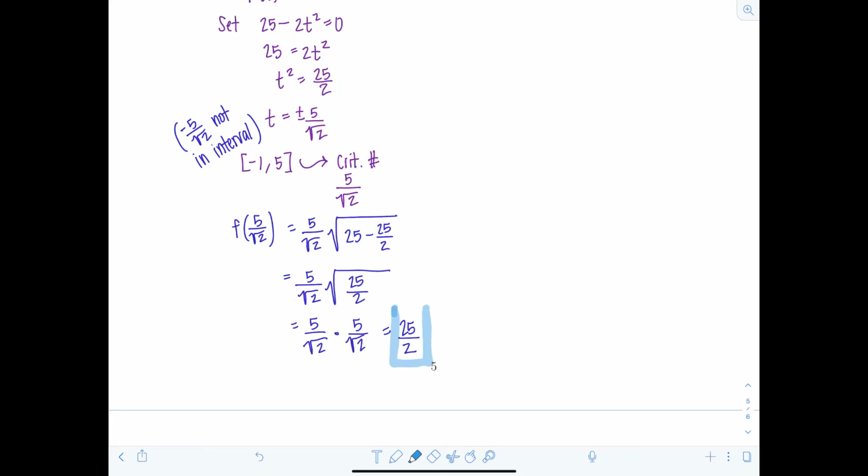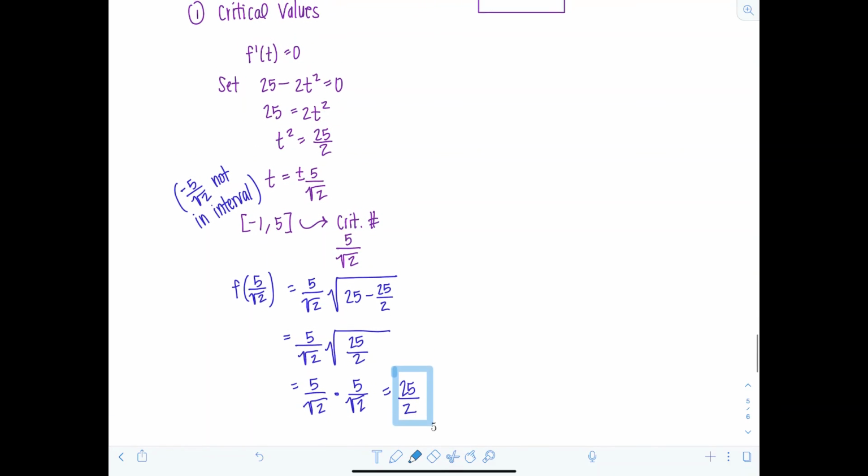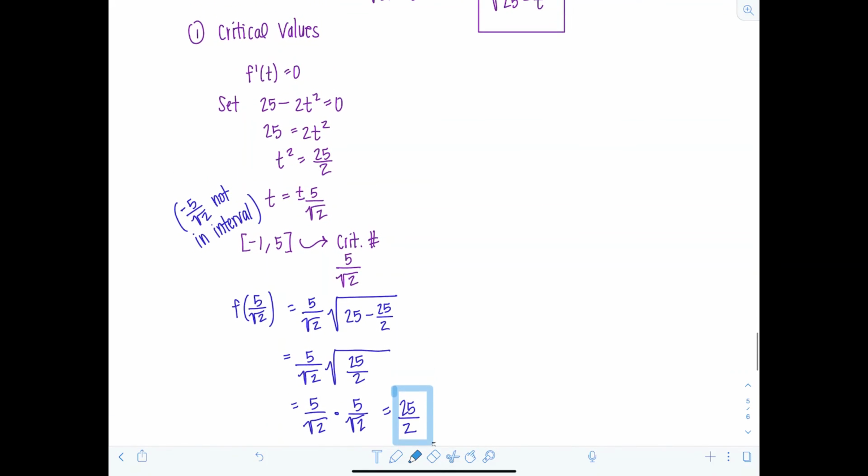We're going to put that on the back burner, okay? Lovely. Now, let's see from our other case for critical values if the derivative does not exist.